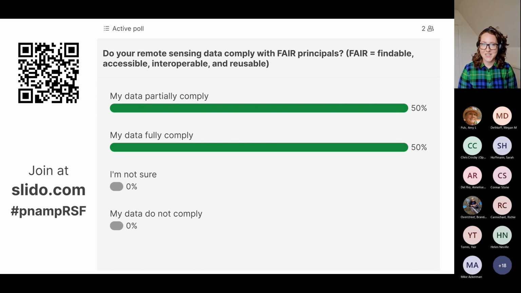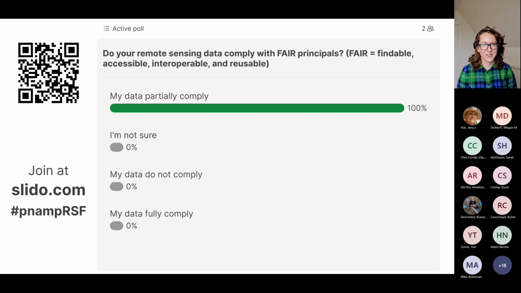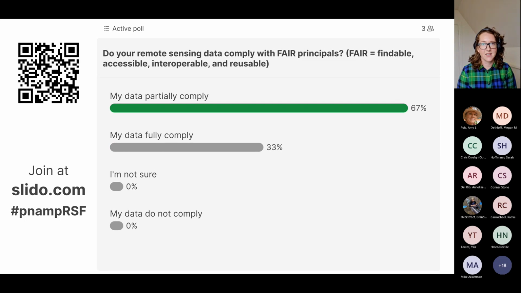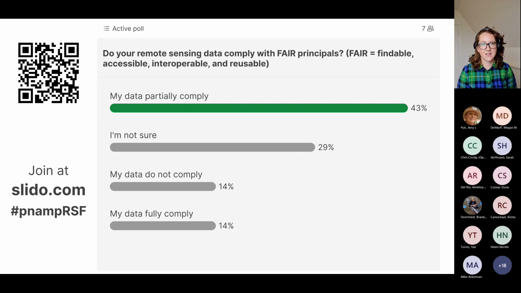Oh, that's surprising. Well, we have only 2 responses. So 1 fully comply, a couple partially comply. Oh, we got an answer change. Not sure. Data do not comply.